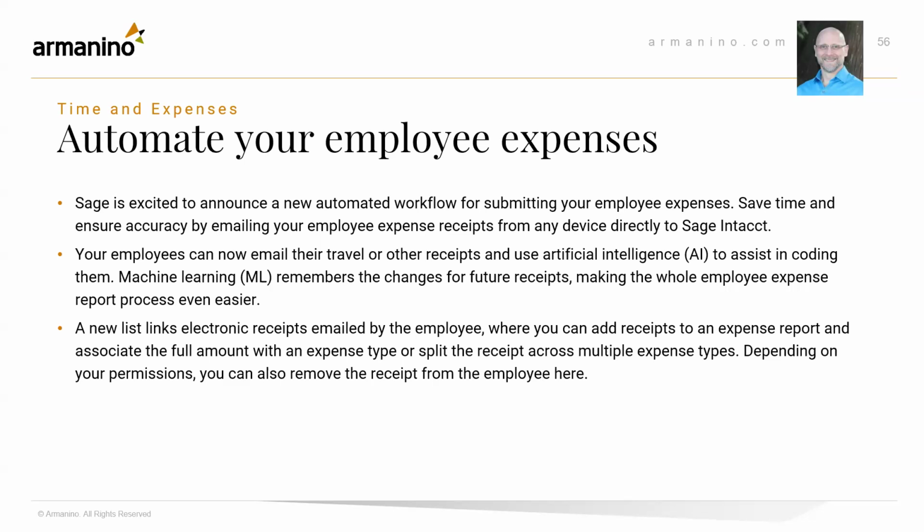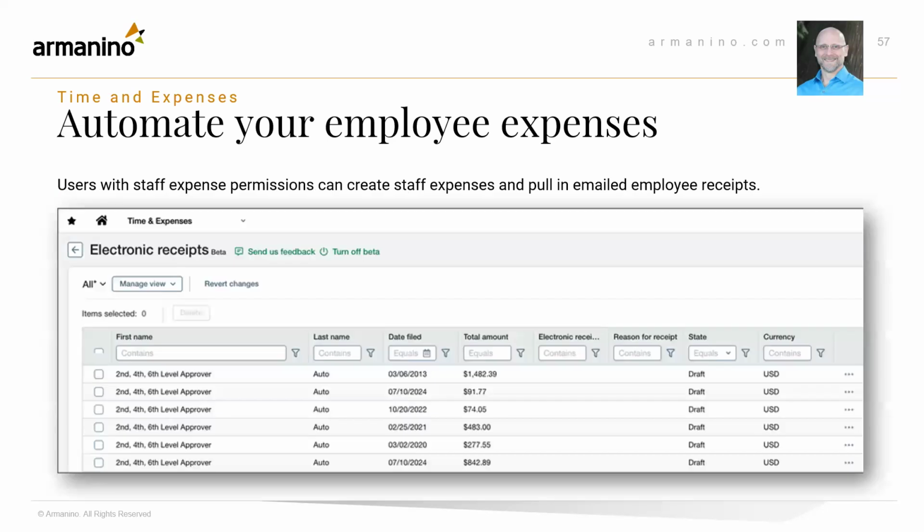Machine learning remembers the changes for future receipts, making the whole employee expense report process even easier. A new list links electronic receipts emailed by the employee, where you can add receipts to an expense report and associate the full amount with an expense type, or split the receipt across multiple expense types. Depending on your permissions, you can also remove the receipt from the employee here.